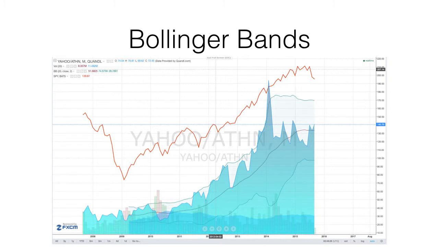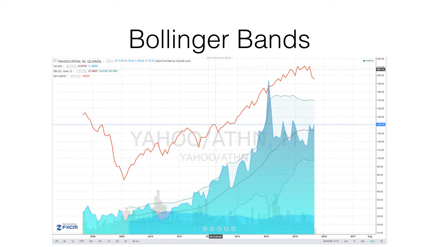When the price approaches the upper band, it's time to sell. So that's where it's getting close to the time that people are going to start selling. At the upper limit, investors are going to start selling off.